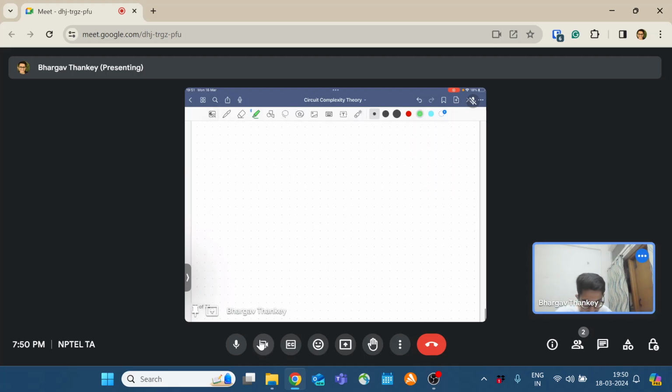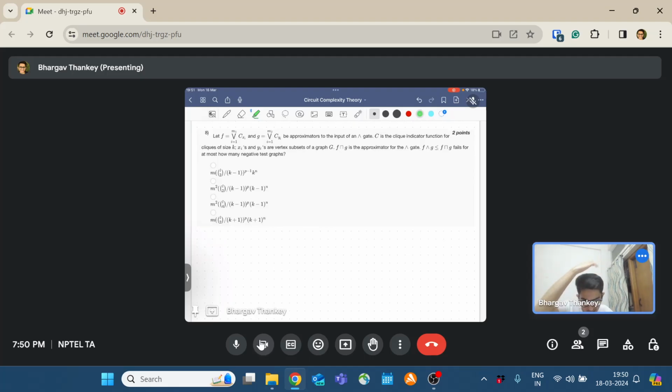And for the next problem, let F and G be the approximators of the input of an AND gate. C is the clique indicator function for cliques of size k. Xi's and Yi's are vertex subsets of the graph G. F join G is the approximator of the AND gate. Oh, I think this should be, fails for at most how many negative test graphs. And this we saw in class is, yeah, this.